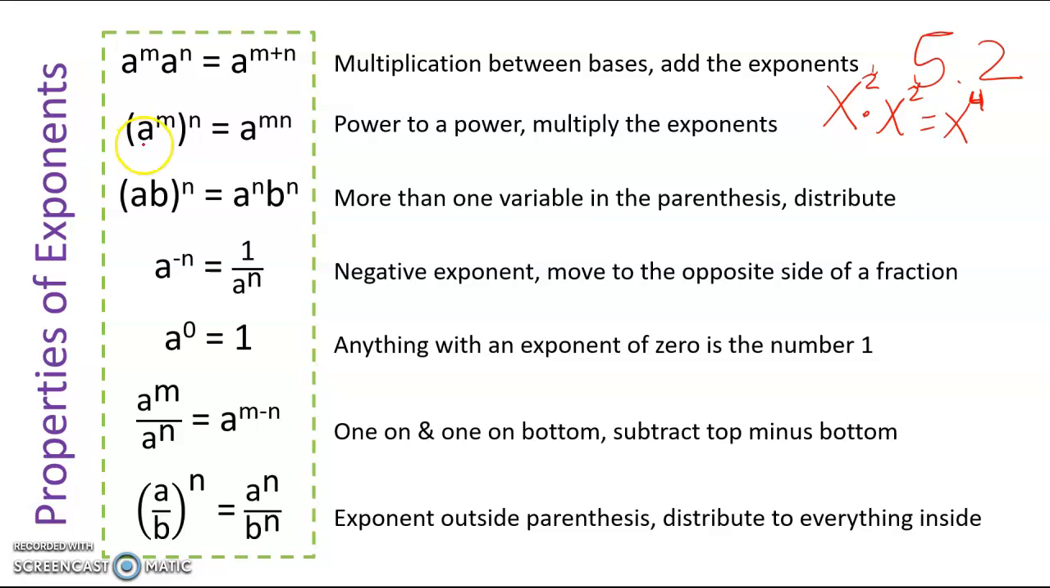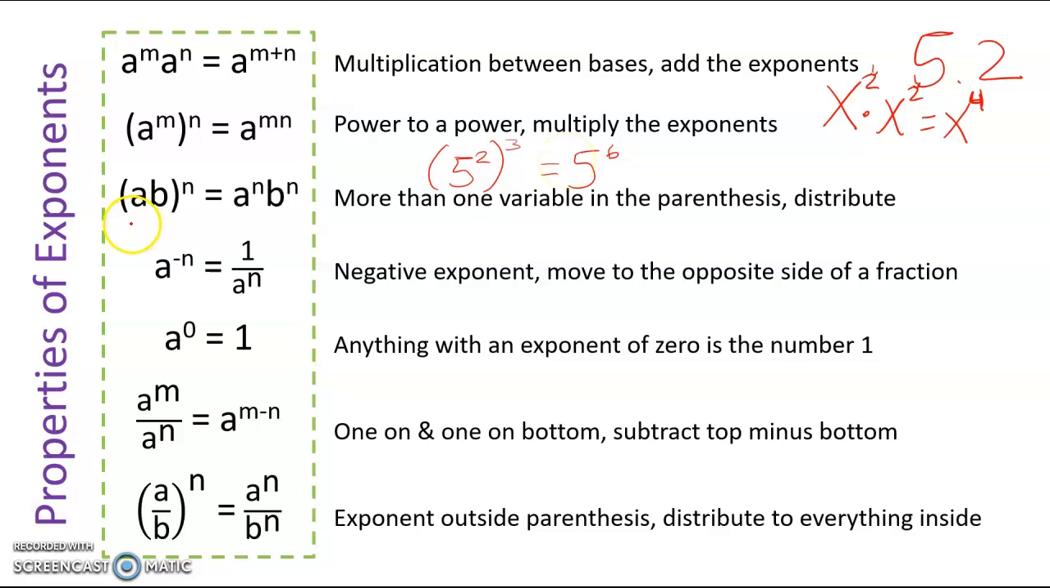Remember, if we take a power to a power, say we had 5 to the 2nd power, and we raise that to the 3rd power, what we end up doing is essentially multiplying these exponents, this 2 and this 3, to get 5 to the 6th power, and then we simplify that further.